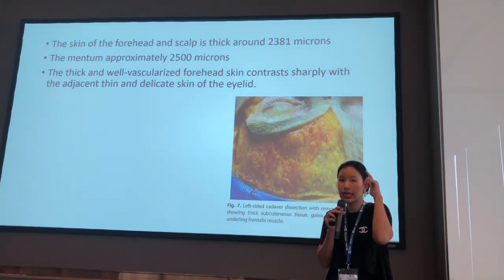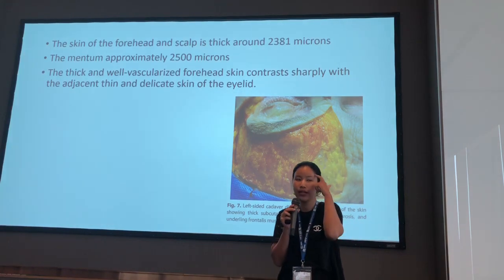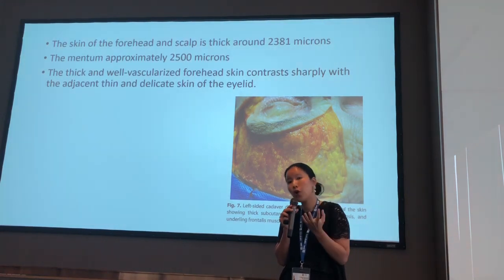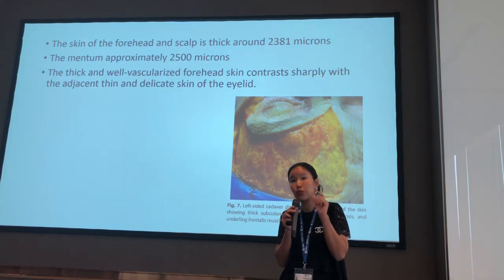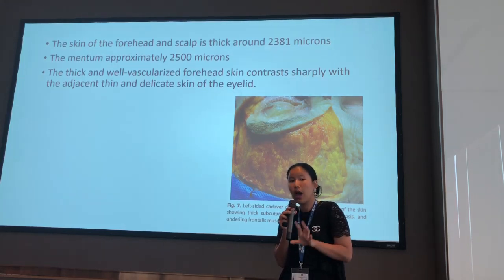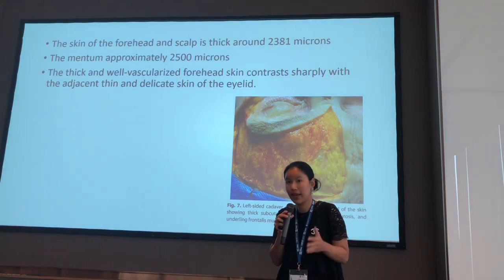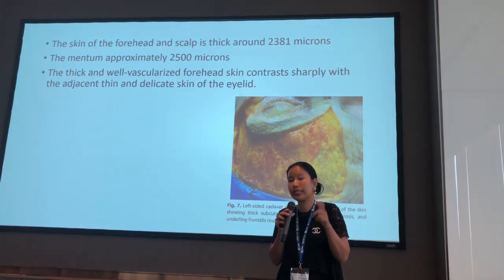So the skin of the forehead and the area adjacent to it is really high contrast, because the periorbital skin is really thin. So you have to be careful when you inject this area and that area, because the sense in the hand is totally different. The depth is totally different when you use the same force.